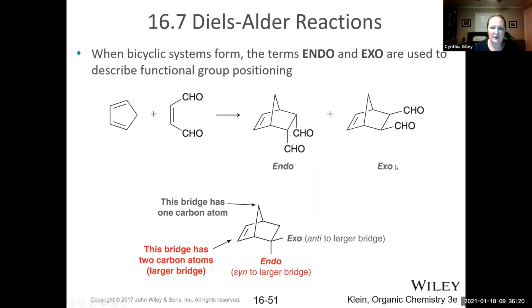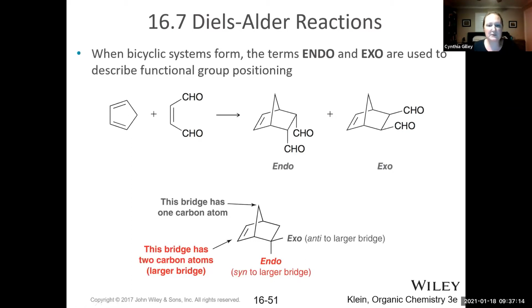So where do these terms endo and exo come from? They actually come from their relative proximity to the other bridges in this bicyclic structure. So notice that there are three bridges. There is the one coming from the dienophile, and then there's the larger bridge coming from the diene and the smaller bridge coming from the diene. So we're going to be talking about the positioning of the groups with respect to the larger bridge in the bicyclic structure, which also forms the alkene. So when it's syn to the larger bridge, we call this the endo position. And when it's opposite or anti to the larger bridge, we're going to call this position exo.